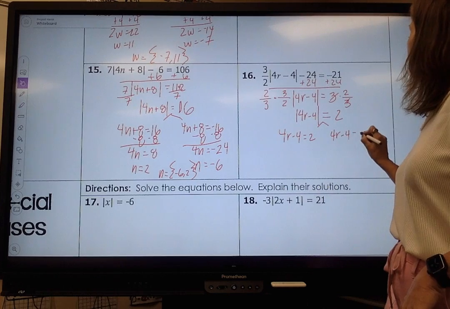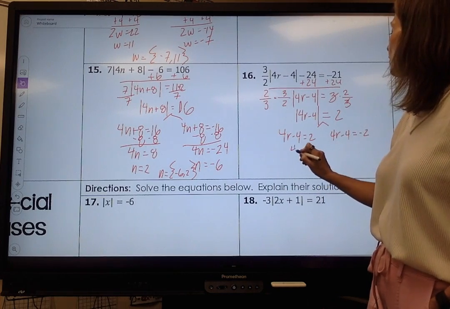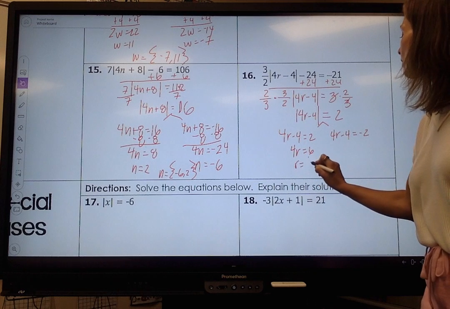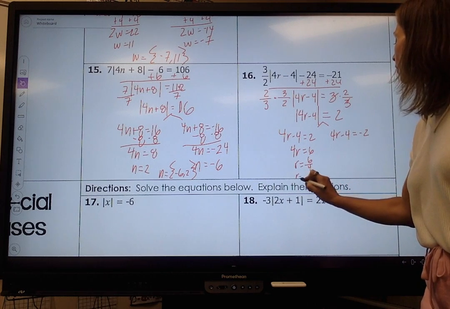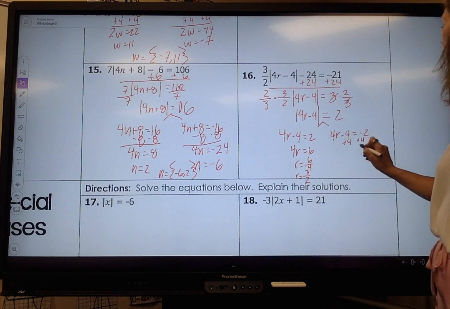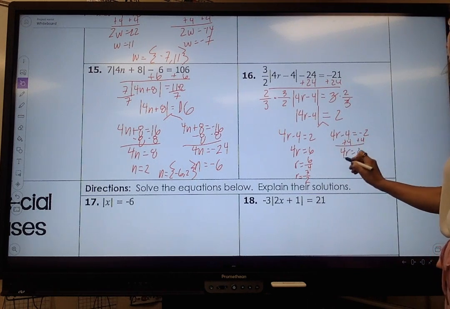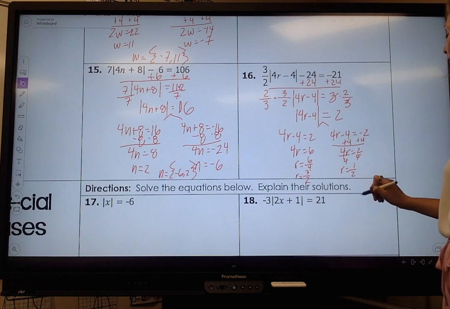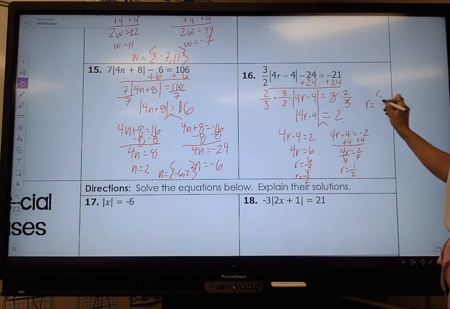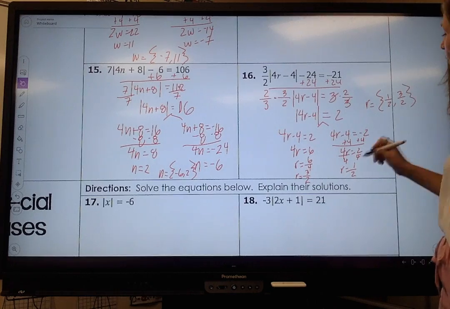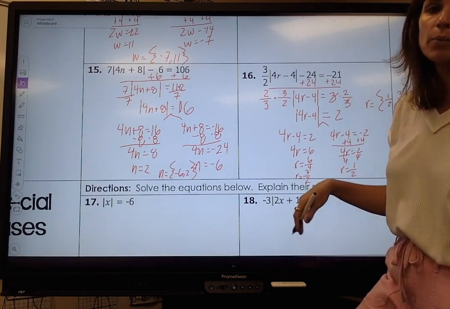4r minus 4 equals 2. 4r minus 4 equals -2, and here we solve. So 4r equals 6, r equals 6/4, so r equals 3/2. Here I add 4, 4r equals 2, divide both sides by 4, r equals 1/2. And then least to greatest, 1/2 and 3/2. No need to turn that into a mixed number, you can keep it improper.